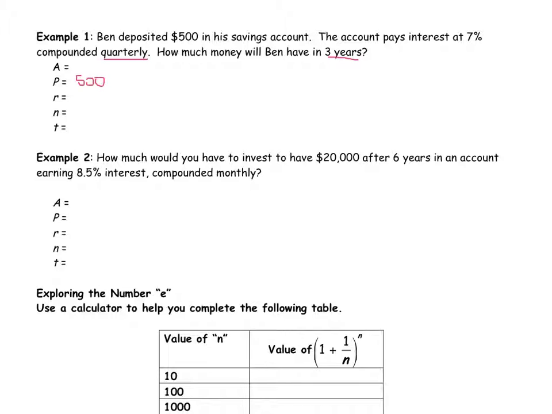R is the interest rate. Well, if it's at 7%, if I convert that to a decimal, I have to move the decimal over twice. So that would be 0.07. So that's going to be my rate.